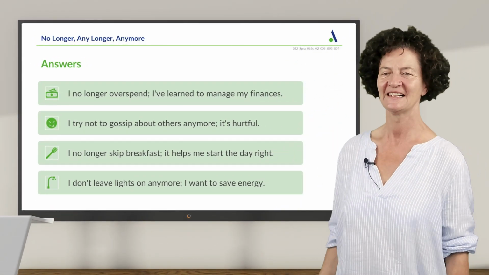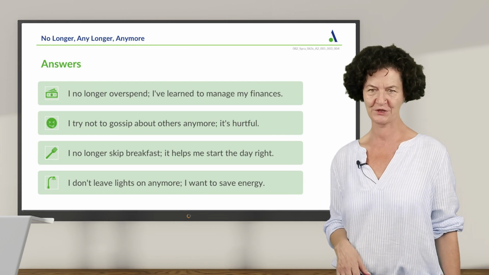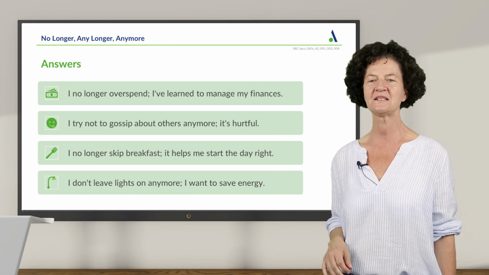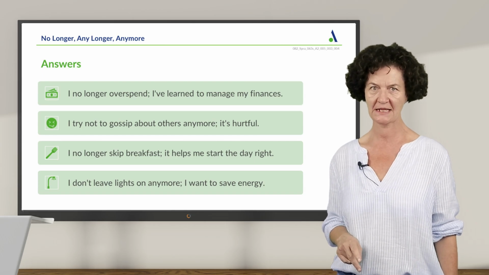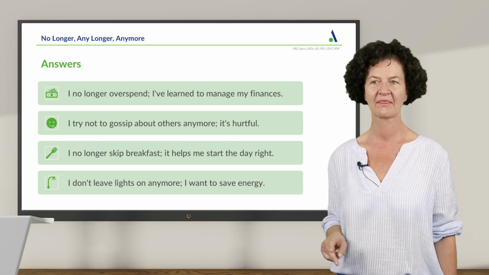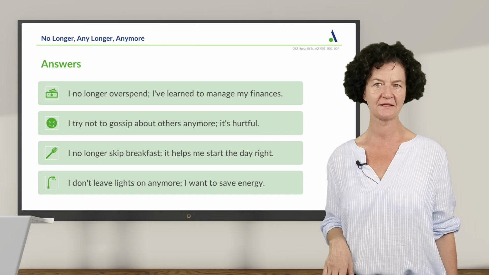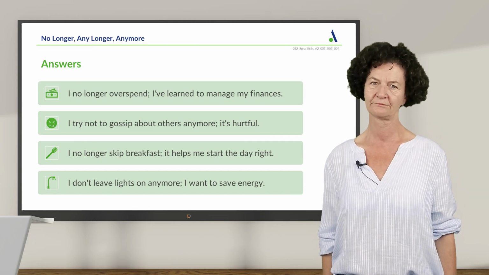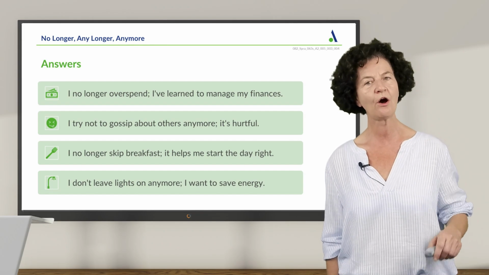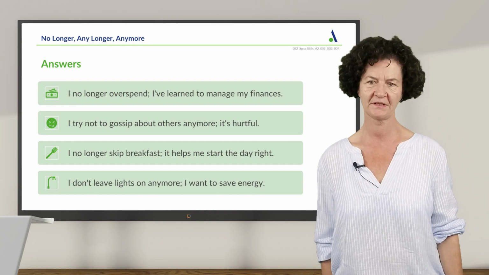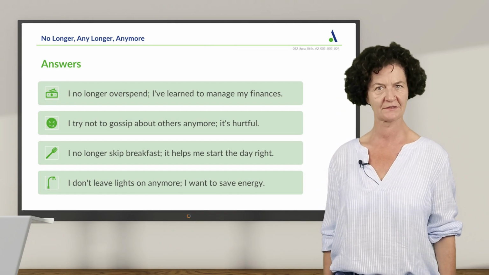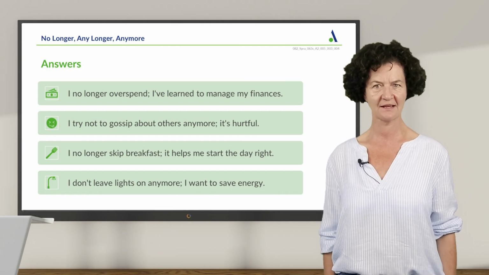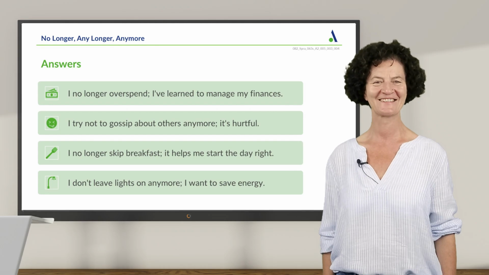Okay, so I no longer overspend. I learned to manage my finances. I try not to gossip about others anymore. It's hurtful. I no longer skip breakfast. It helps me start the day right. And I don't leave lights on anymore. I want to save energy.